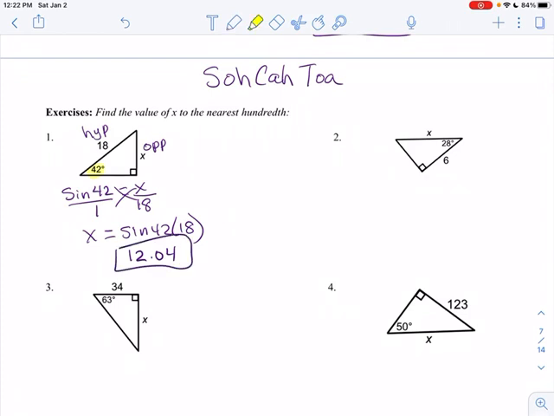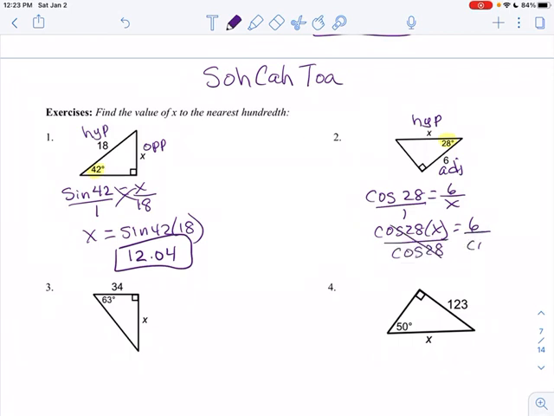Okay, so I'm going to highlight the angle, number 2. I'm going to label the sides. This is hypotenuse because it's across from the right angle. This is adjacent. Since I have adjacent and hypotenuse, I'm going to use cosine. So cosine of 28 equals adjacent over hypotenuse. Now this one's just going to be a tiny bit trickier because when you cross multiply, I have cosine of 28 times x equals 1 times 6. So I don't have x by itself. I need to divide by cosine of 28 in order to get x by itself.